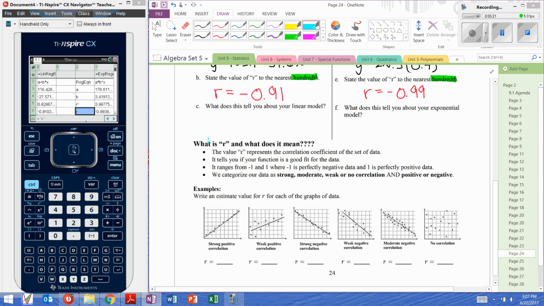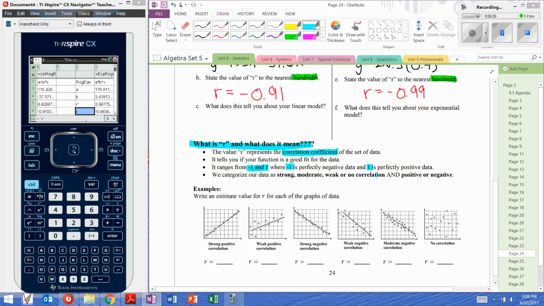Oh, this is great. Okay, so the value of R represents the correlation coefficient. Okay, big deal. I still have no idea what this means. But what does it tell us? So it tells us if our function is a good fit, or it could tell us if it's a bad fit too. It ranges from -1 to 1, where -1 is perfectly negative data and +1 is perfectly positive data.